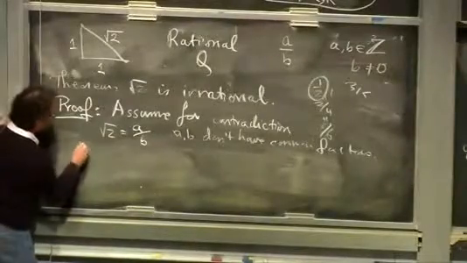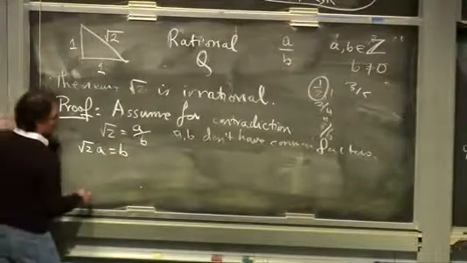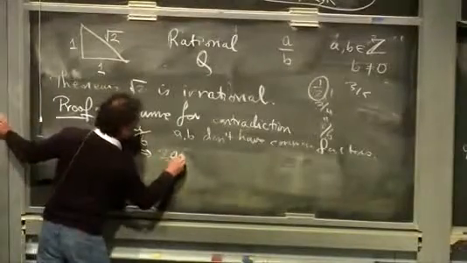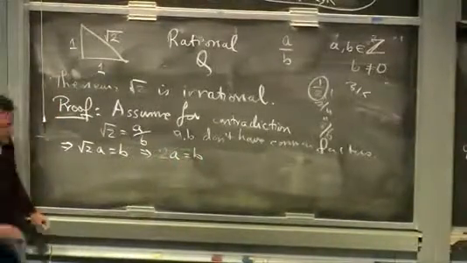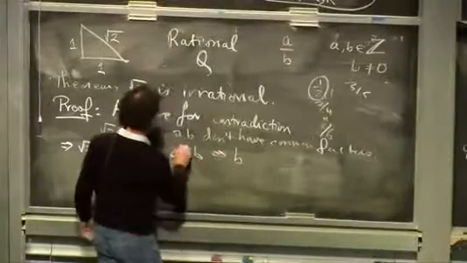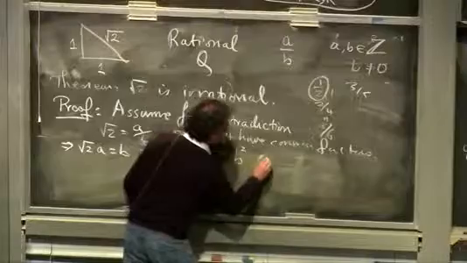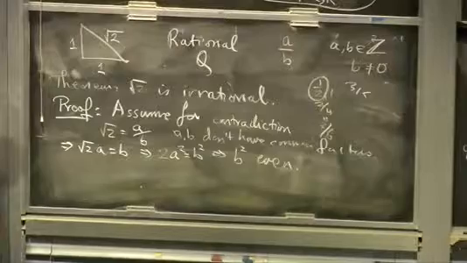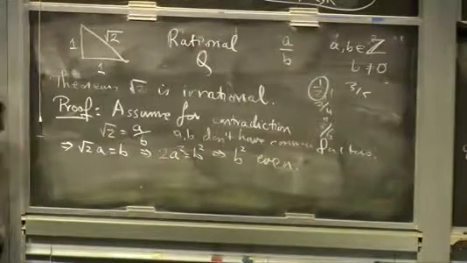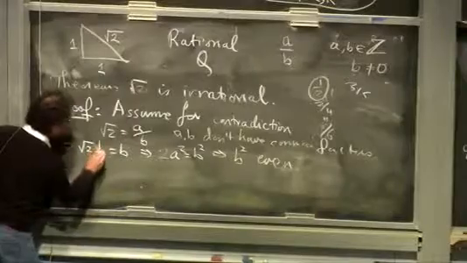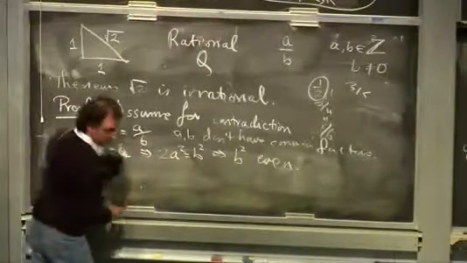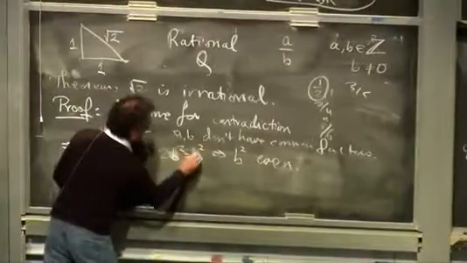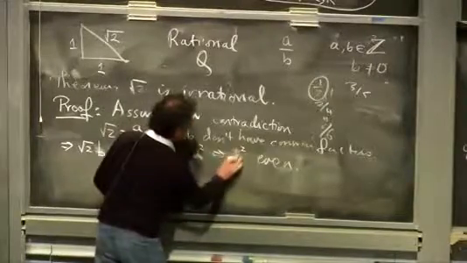So now cross multiply: square root 2 times a equals b. Square both sides: 2 times a squared equals b squared, which implies b squared is even. Oh, is it 2b? Oh, sorry. Square root 2 times b equals a. Square both sides: 2b squared equals a squared, which means that a squared is even.